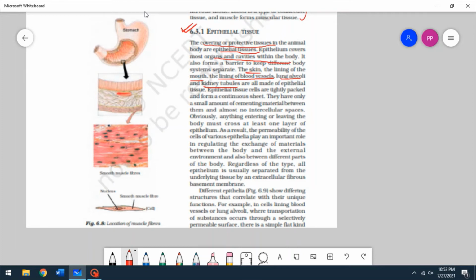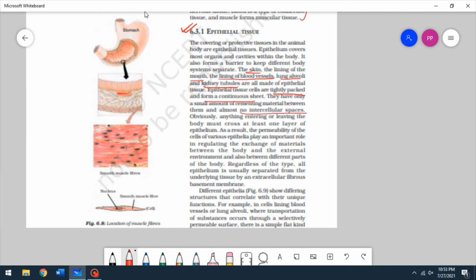Epithelial tissue cells are tightly packed and they form a continuous sheet. Why? Because they have to serve as a barrier and they have to keep the different organ systems separate. They have to be together. They shouldn't have any gaps. That's why they're tightly packed and they form a continuous sheet. When you start making the connections, you will remember things better. They have only a small amount of cementing material between them and almost no intercellular spaces.